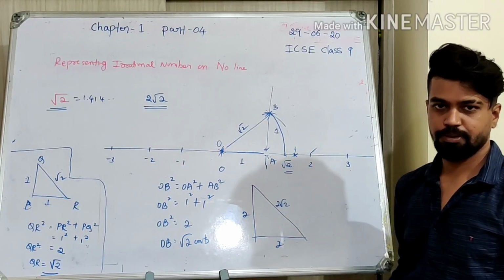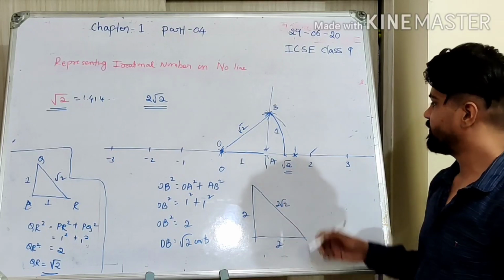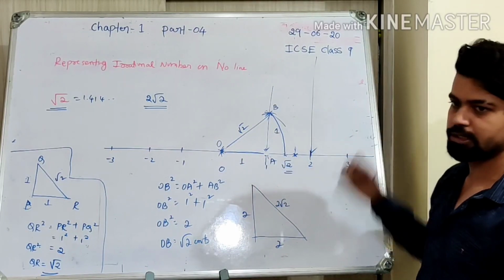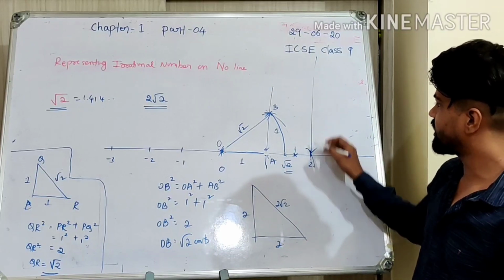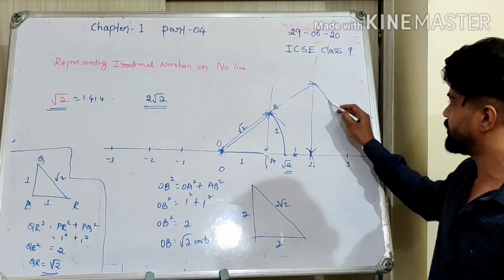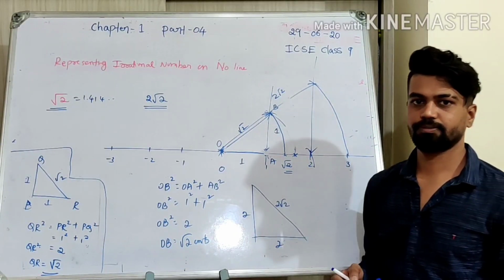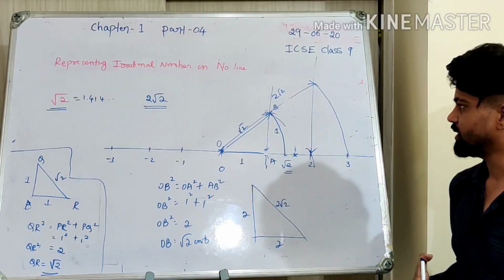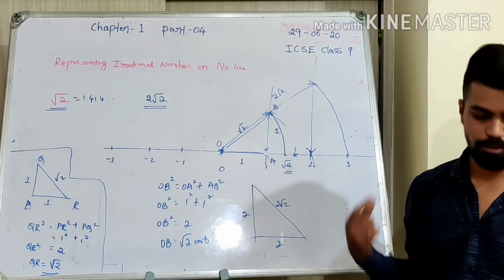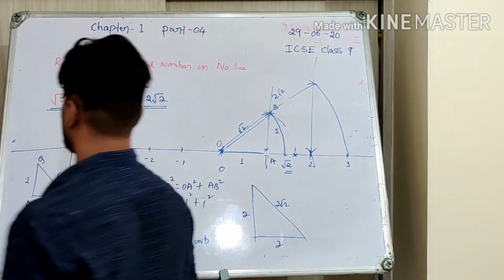So what is your step? Instead of taking 1 as a distance, we take 2 as a distance, and again we draw a line perpendicular to this and mark an arc here, 2 as a distance. And then from here onwards, if you draw the line, it will give you 2 root 2. Same process. Then 3 root 2 means you take 3 as a distance and draw it. That will give you the answer. This is the method to represent root 2.